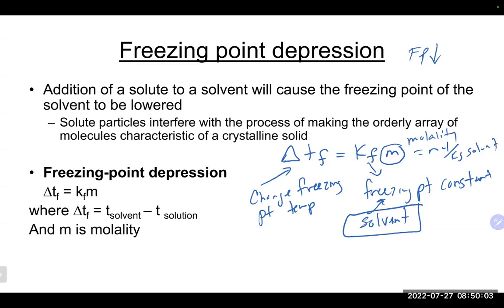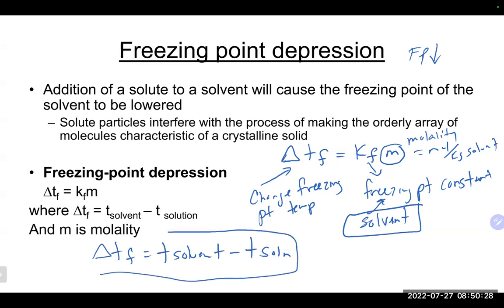Now, when we calculate the change in the freezing point temperature, because it's a depression, that means that the solution that has the solute in it will freeze at a lower temperature than the solvent by itself. So when we do that, we define the change in freezing point temperature as the temperature of the solvent minus the temperature of the solution.